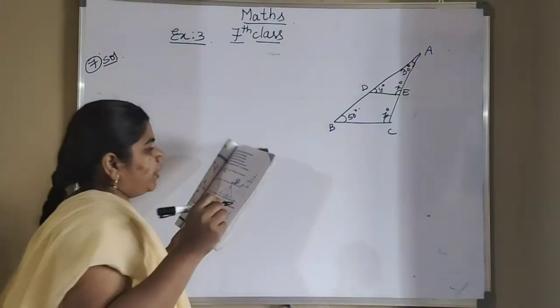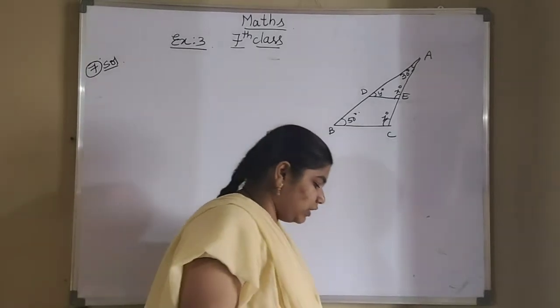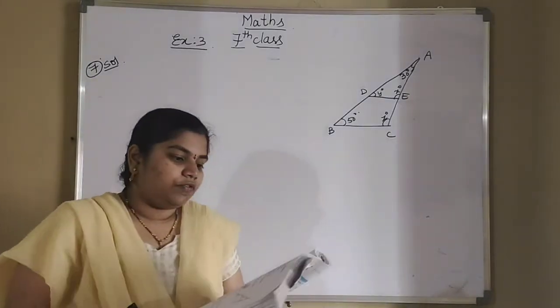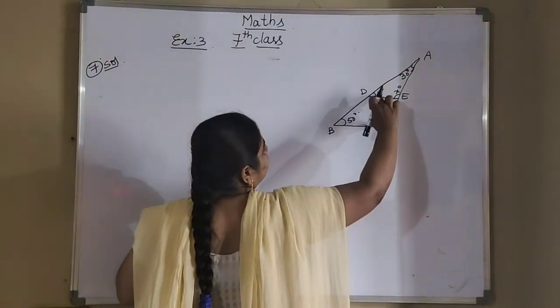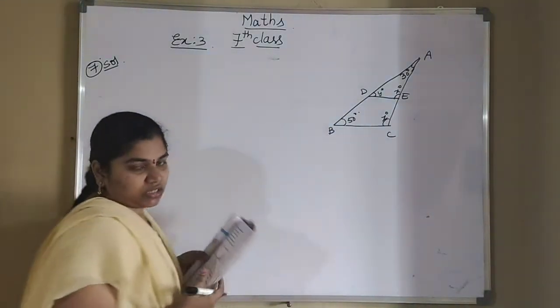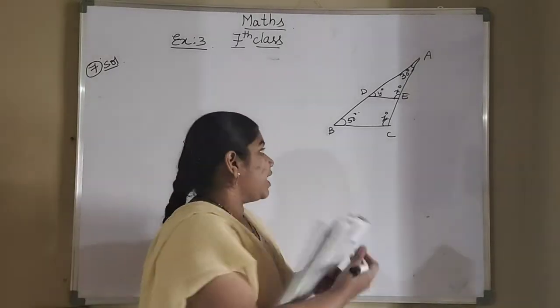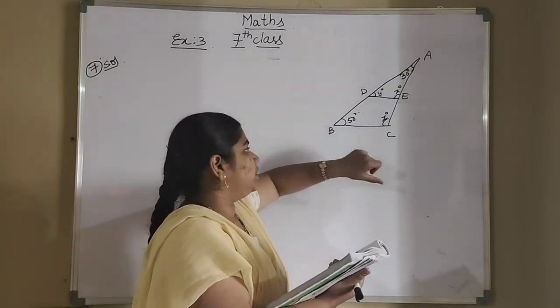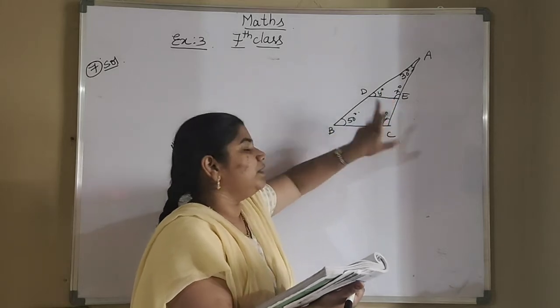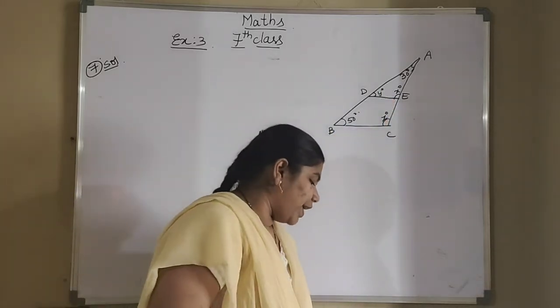So what we have to find? We have to find the x, y, z values. And what they have given in the figure: DE line segment is parallel to BC line segment. These two lines are parallel to each other. And angle A they have given as 30 degrees. Angle B they have given as 50 degrees. We have to find these x, y and z values. So how to find this, we will see.